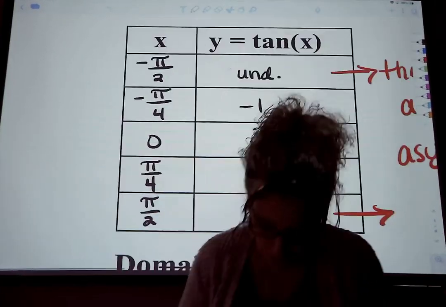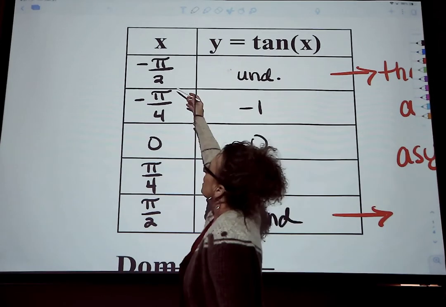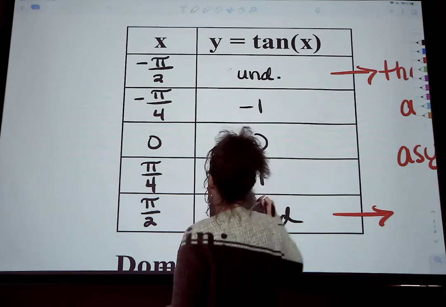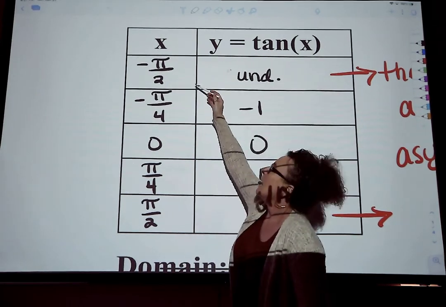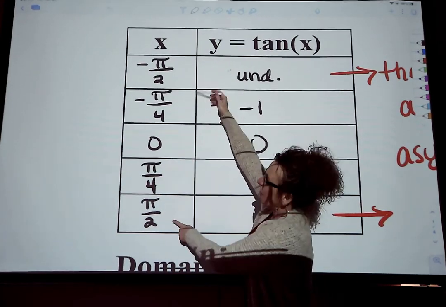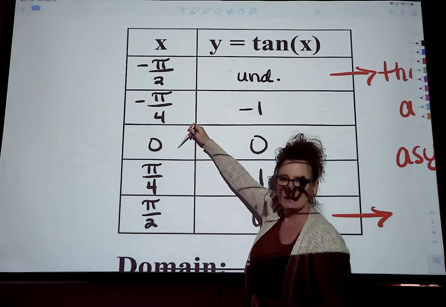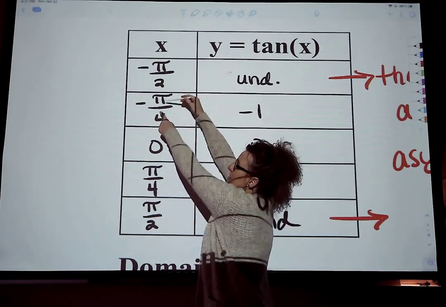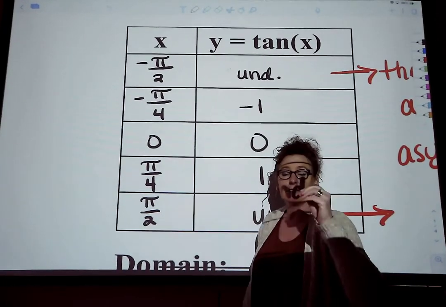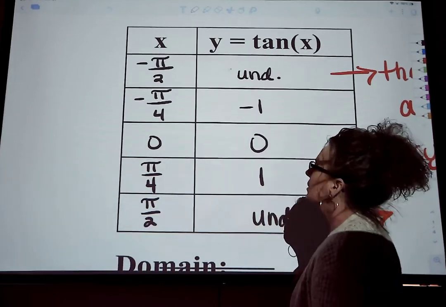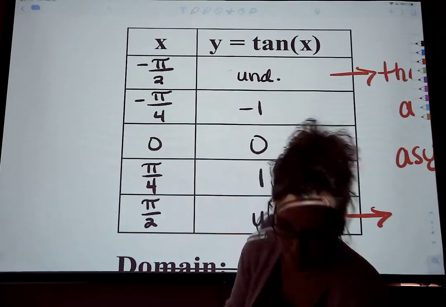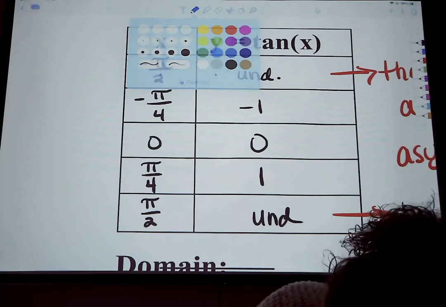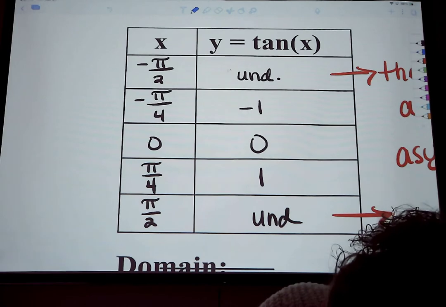So I went ahead and started my table. We already know that we're going to have an asymptote here and here. Tangent is undefined. Halfway between negative pi over 2 and positive pi over 2 is 0, so I put a 0 in the middle of my table. And then halfway between these two and halfway between these two. Now let's figure out your y values. So probably what you're going to want to do for tangent, holy moly.